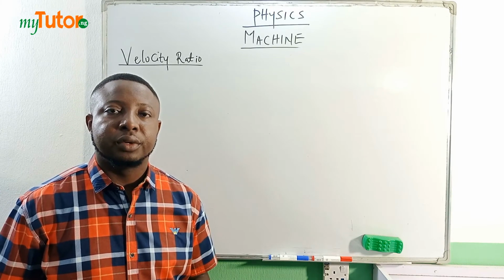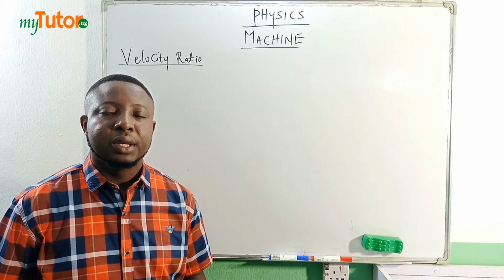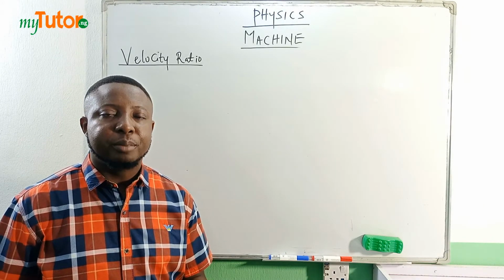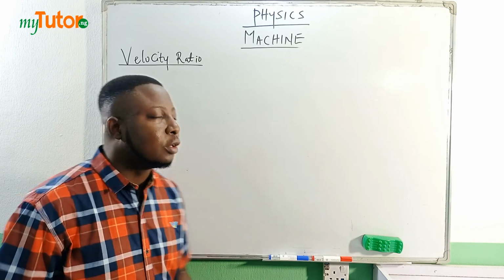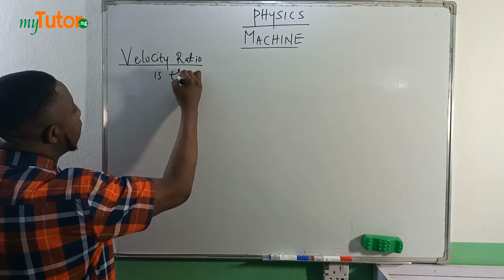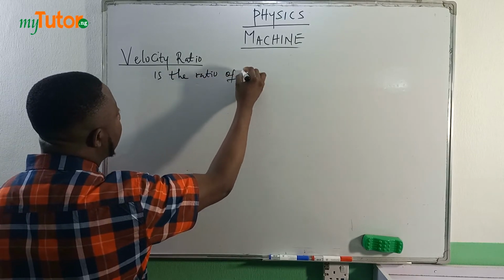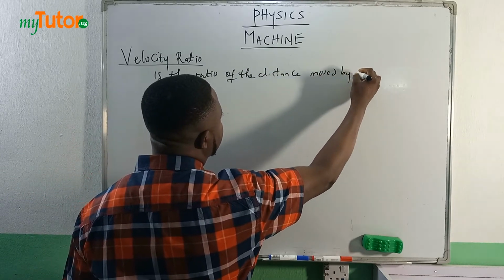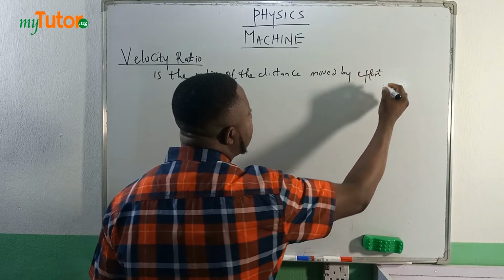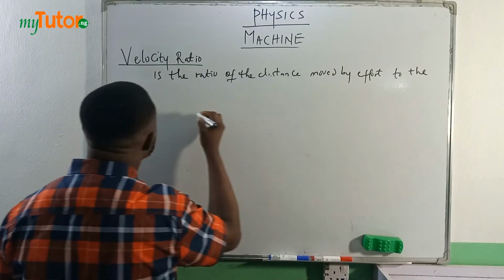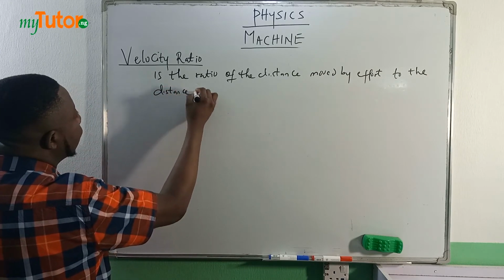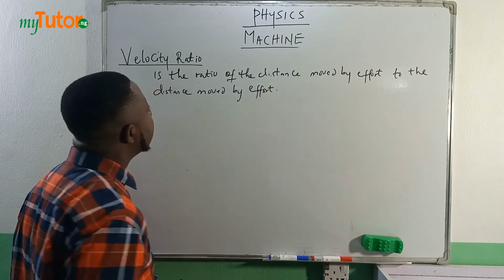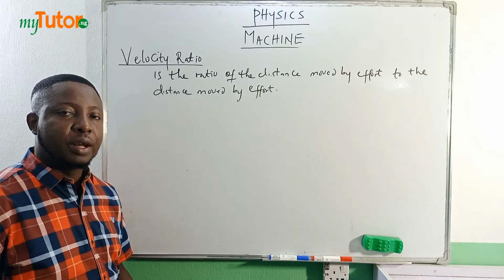So what is velocity ratio? Velocity ratio is the ratio of the distance moved by the effort to the distance moved by the load. So velocity ratio by definition is the ratio of the distance moved by effort to the distance moved by load. So that is the definition of velocity ratio.